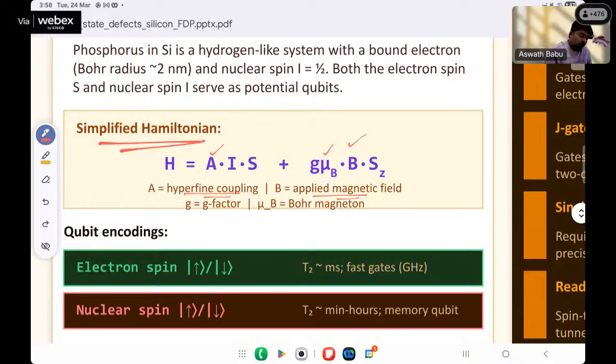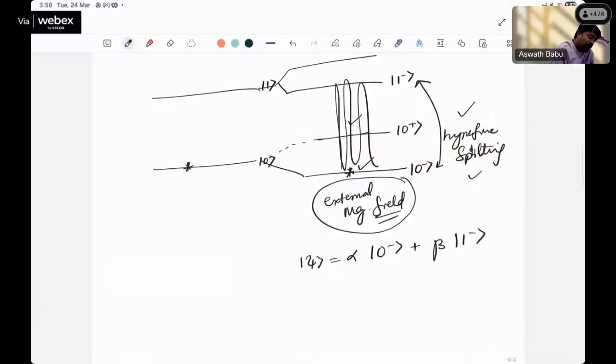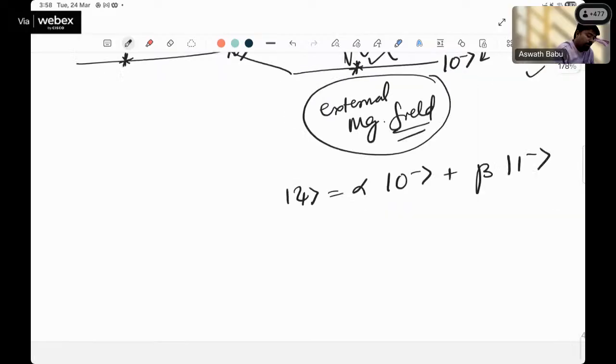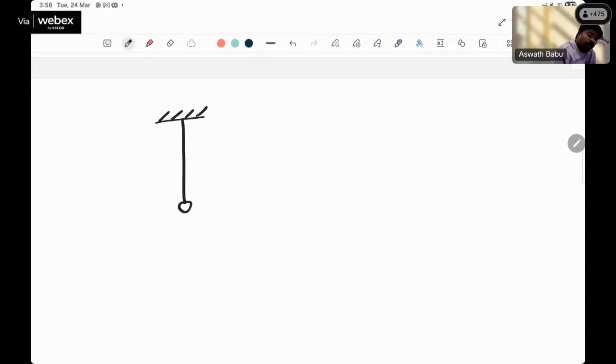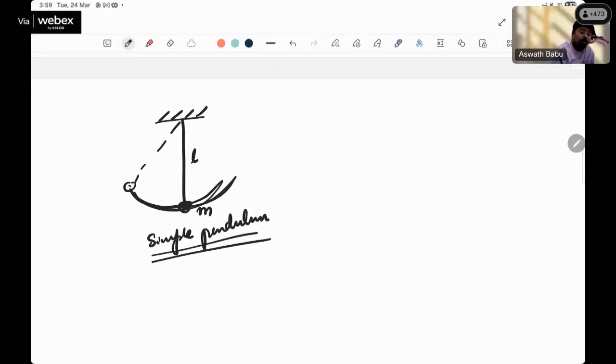Let me quickly explain what the Hamiltonian is. For computer science people, probably you will not be knowing it. I'll start from a very simple concept and then we'll build from there. For example, take a simple pendulum having length L. If I give a small amplitude, it oscillates. So this is a simple pendulum, which is also equivalent to something called a spring mass system.